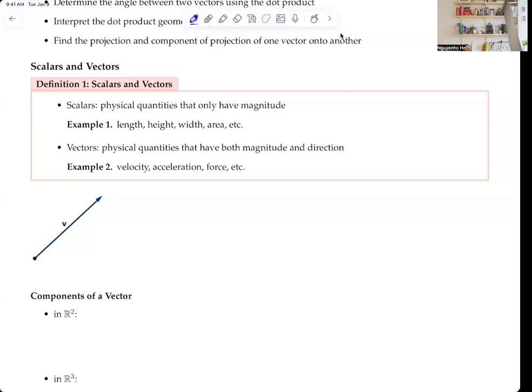All right. So a scalar is a physical quantity that only has magnitude, right? So examples are the length of something, the height of something, the weight, the width, the area of something. Now vectors are also physical quantities that have both magnitude and direction, right? We're talking about velocity, acceleration, force, momentum, and so on and so forth.